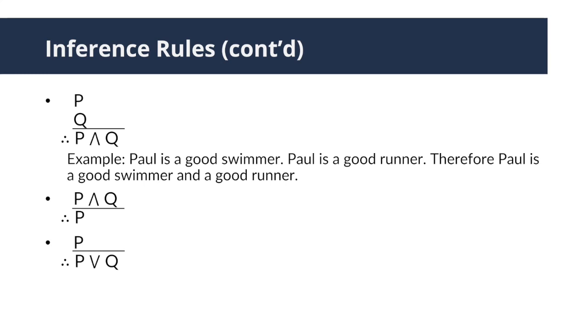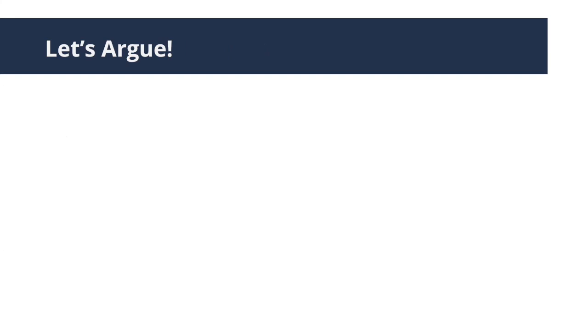Here, Q can be any proposition. And the last one is the most interesting one, because we can imply from P is true to P or anything is true. So now we learned all the 5 rules we can use for us to inference a conclusion from a given set of premises. So now we should be ready to argue.